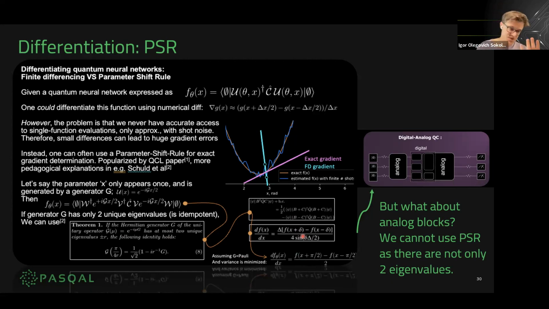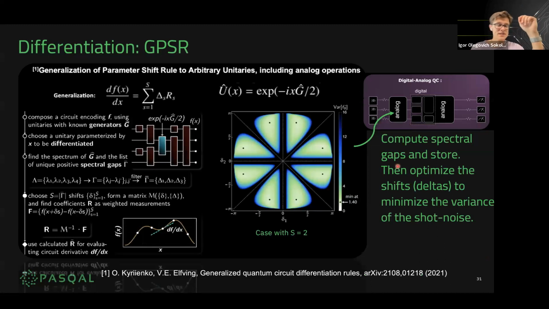But we can do it for the generators G of our rotation. If you have a tensor product of Pauli operators, it will also have two unique eigenvalues, minus one and plus one. But what if the generator is something different, a Hamiltonian with more complicated eigenvalues? That can happen easily, especially on our device, since we don't have a fully digital paradigm. We have analog operations we can do. So in quantum machine learning, we would need an equivalent of this theorem for our general analog blocks. And yes, there was a work by the previous lecturer, Sasha Kirienko, an extremely useful work because it really shows you how to do it for any generator.